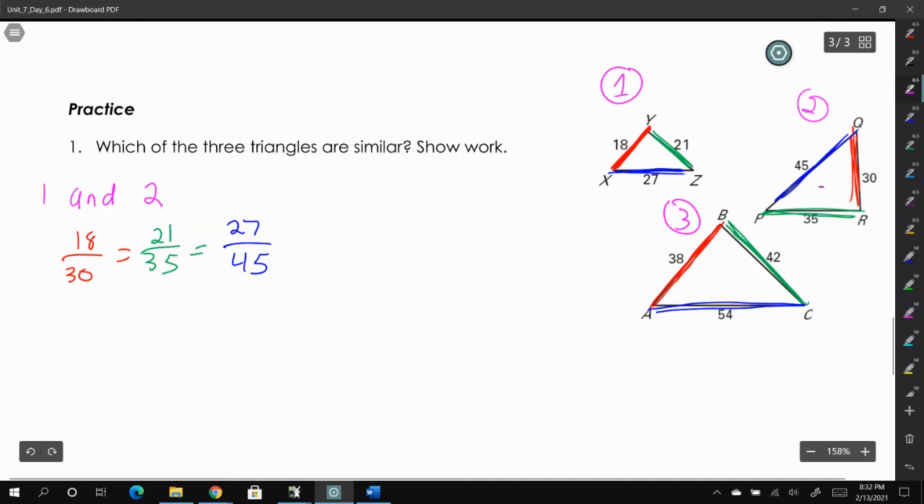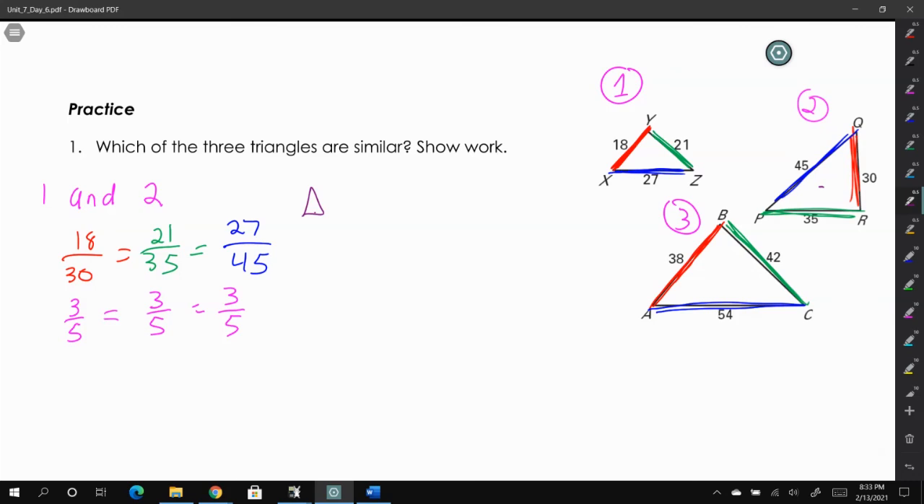When we reduce 18 over 30, we get 3 over 5. When we reduce 21 over 35, we also get 3 over 5. And when we reduce 27 over 45, we also get 3 over 5. So these two triangles are similar by side-side-side similarity. So let's write the similarity statement.